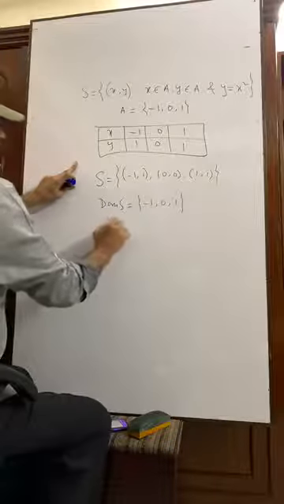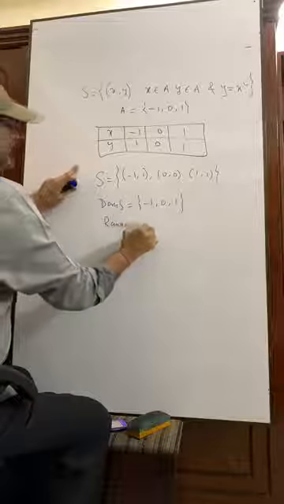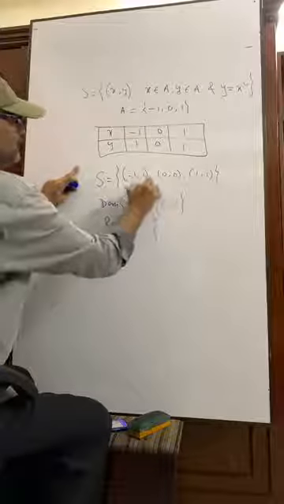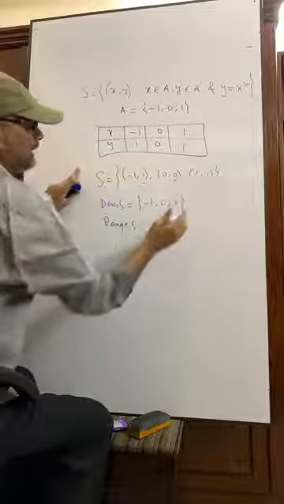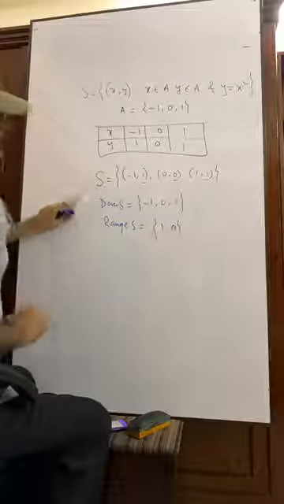What is range S? Range equals to, this is 1, 1, this is 0, 0. But this is another one I have taken, so no need. Okay, that's the answer.